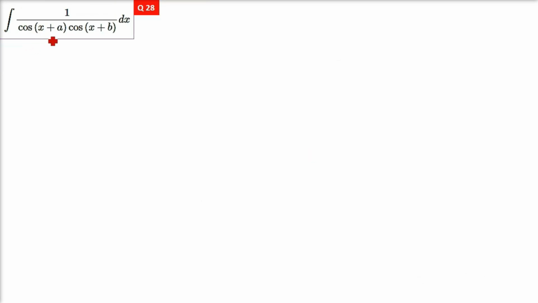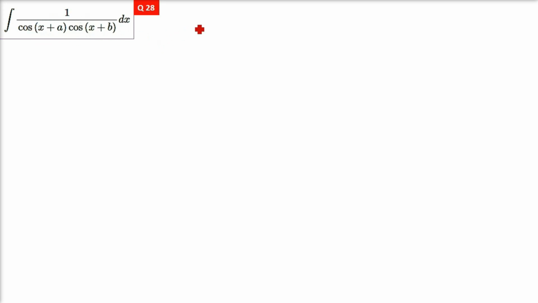Now this question, 1 by cos x plus a cos x plus b. Here again this is a separate question. It will not follow all the rules and regulations that we have just completed in our past 7 exercises. We are on to the 8th exercise. This x plus a and x plus b shows you something. That is, how can we make it easier?